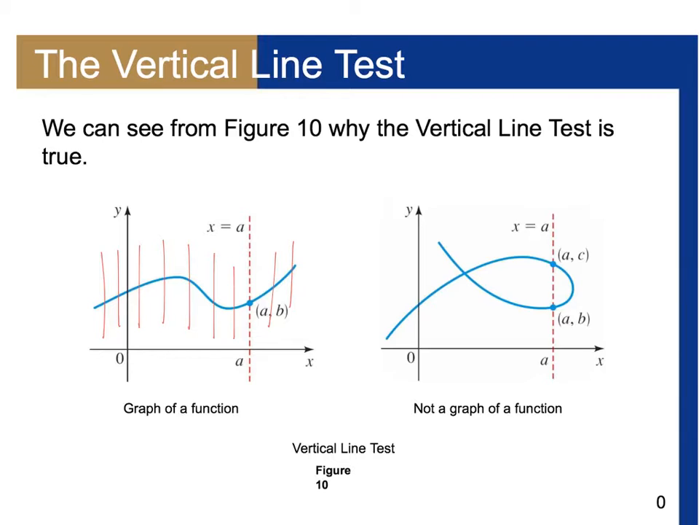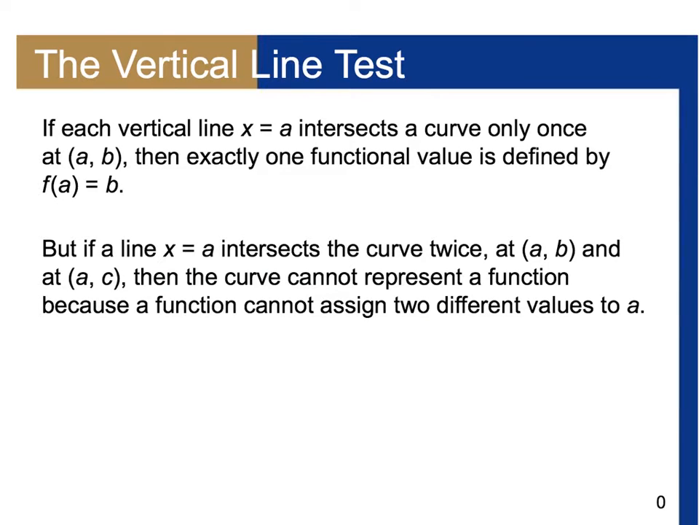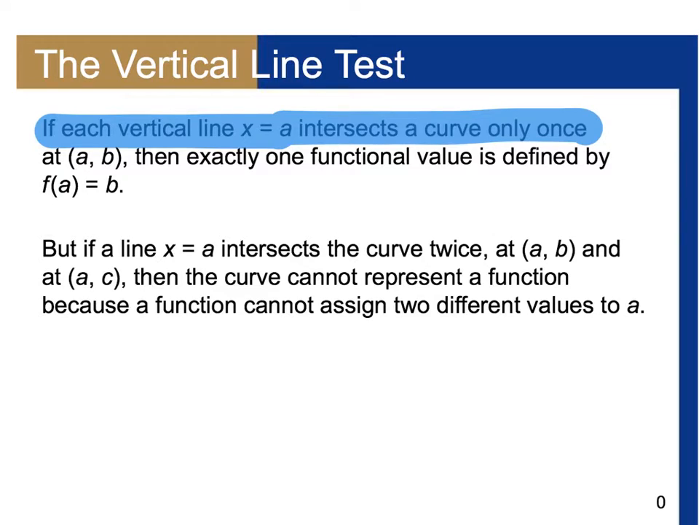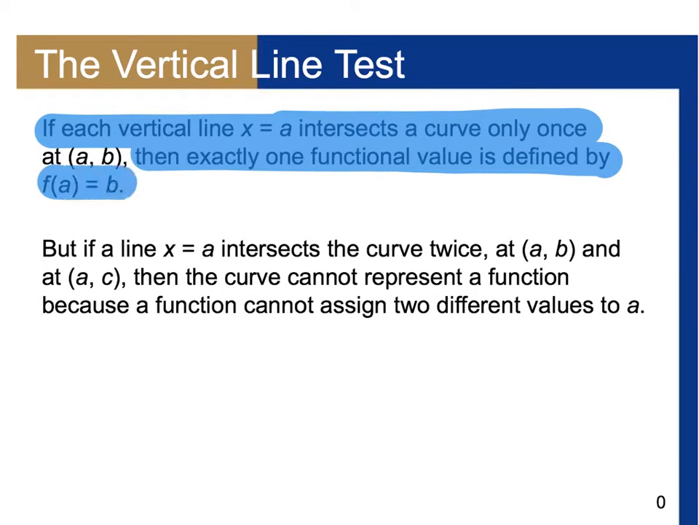But here, well, here it's okay, but once you get over here, you can cross it more than once. So this is not a function if you're crossing it more than one time. You don't have to cross it once. You can cross it less, but if you cross it more than once, it's not a function when you're using vertical lines going through it. So just summarizing that in words: if each vertical line x equals a, remember a vertical line is x equals some number, intersects a curve only once, then exactly one functional value is defined by f of a equals b.